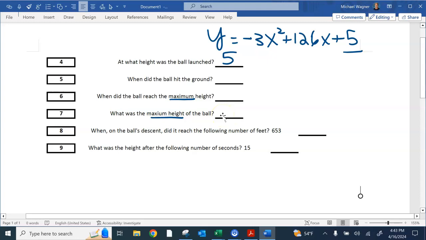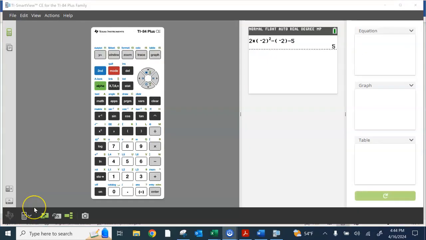So step number 1 is grab your calculator. Once you get your calculator, you may want to pause this if you need to go get one, but go ahead and get one, please. Okay, so now you've got your calculator, right? So you can clear out everything that was already in there.